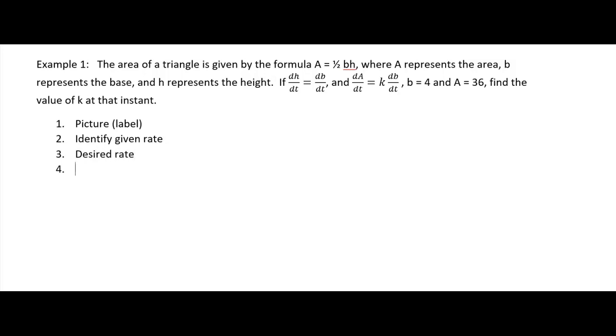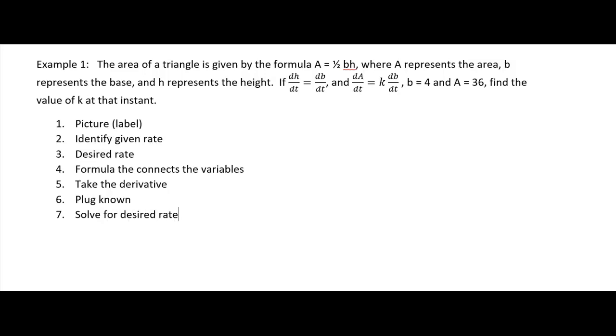After that, you find a formula that connects the variables. Then you take the derivative of that formula. Then you plug in all the known values and you solve for what you want. So it's kind of a 7-step process. A lot of times, by the way, units matter on these problems. This is usually what you do with a related rate question, and this is a related rate question.